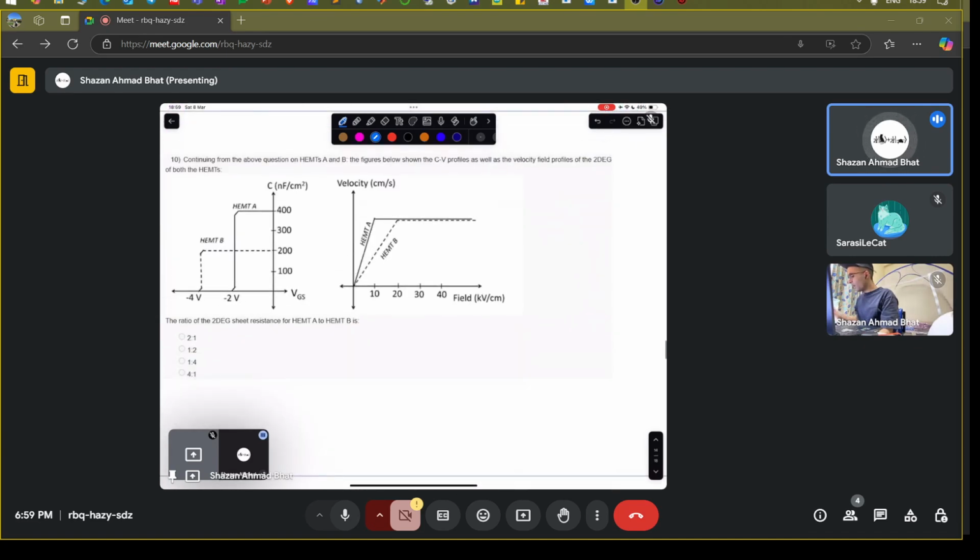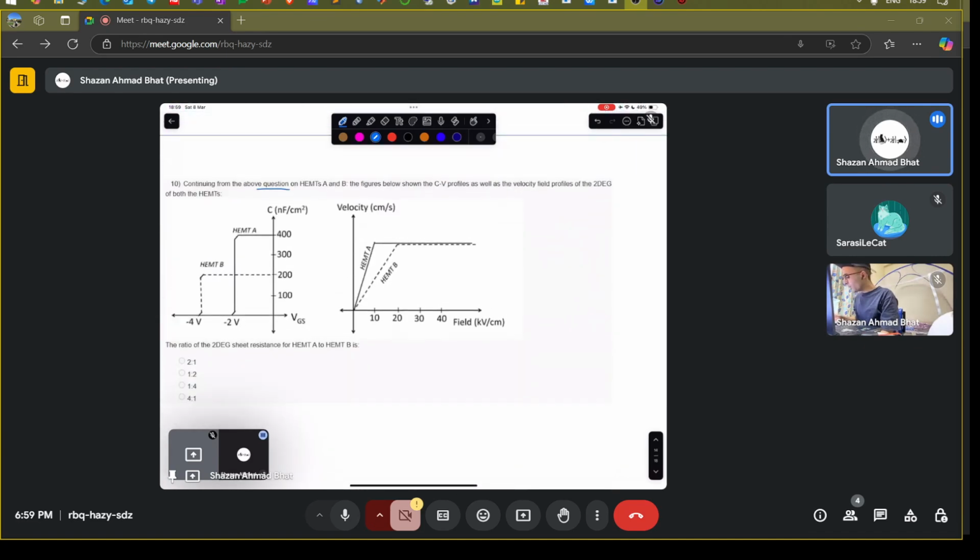We have to use the same question again. Continuing from the above question, the figures shown below are the CV profiles as well as velocity-field profiles. This is a typical velocity versus electric field plot, which basically gives the information about the critical electric field.